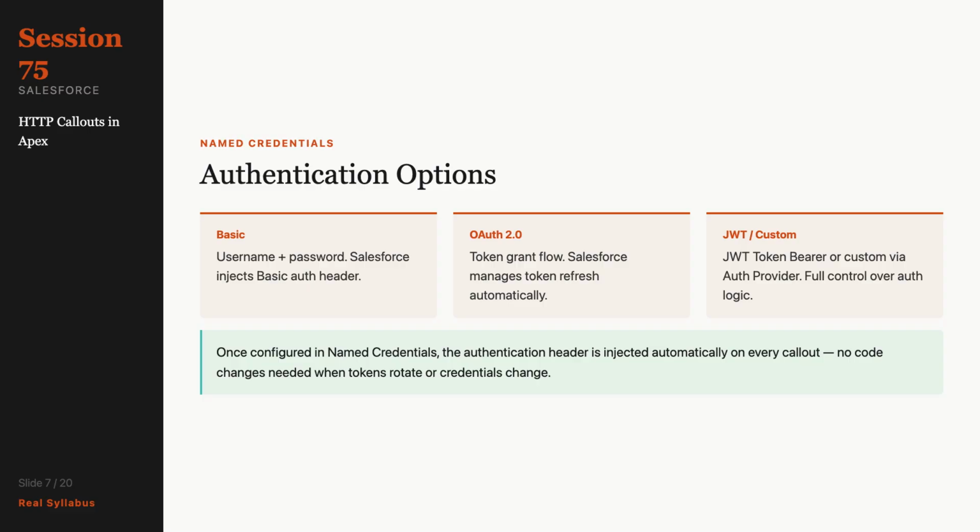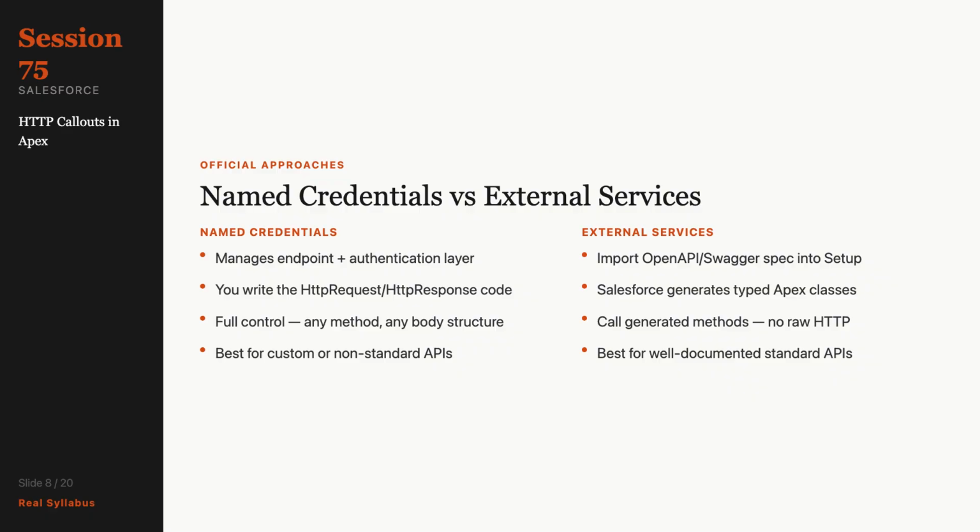External services and named credentials are the two official Salesforce approaches to external integrations. Named credentials handle the authentication and endpoint management layer. External services generate Apex classes from an OpenAPI specification, wrapping the named credential callout in typed classes. For custom APIs, or where you need full control, write the callout directly using named credentials without external services.